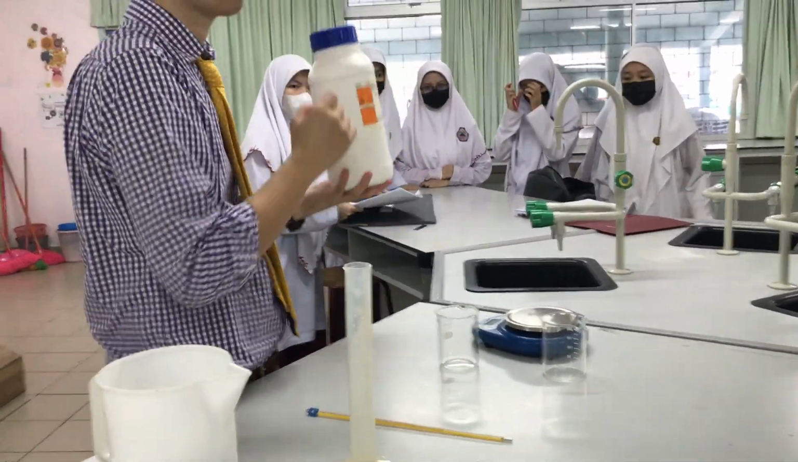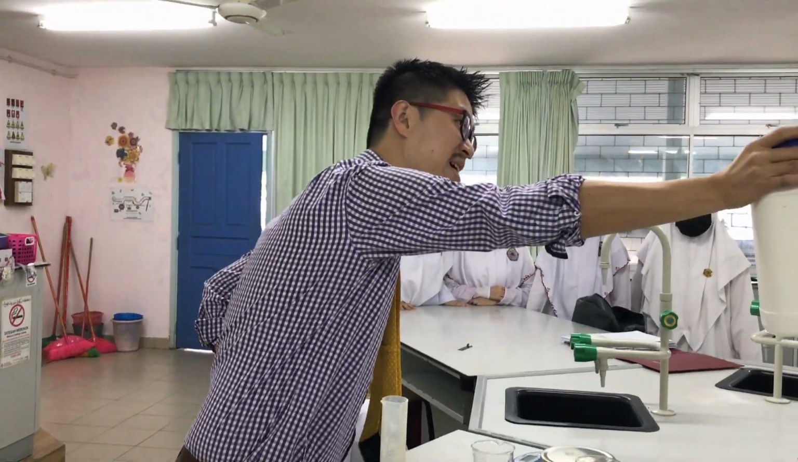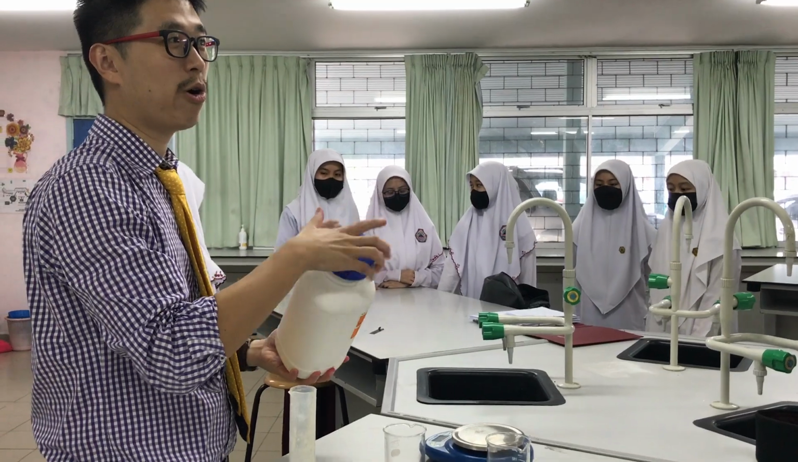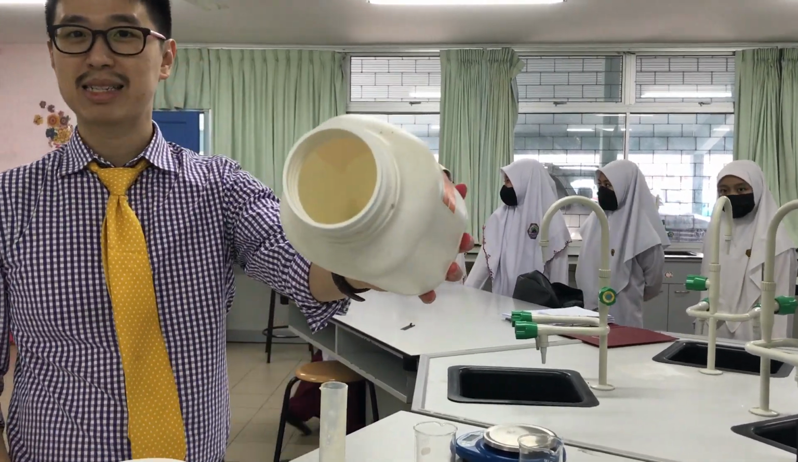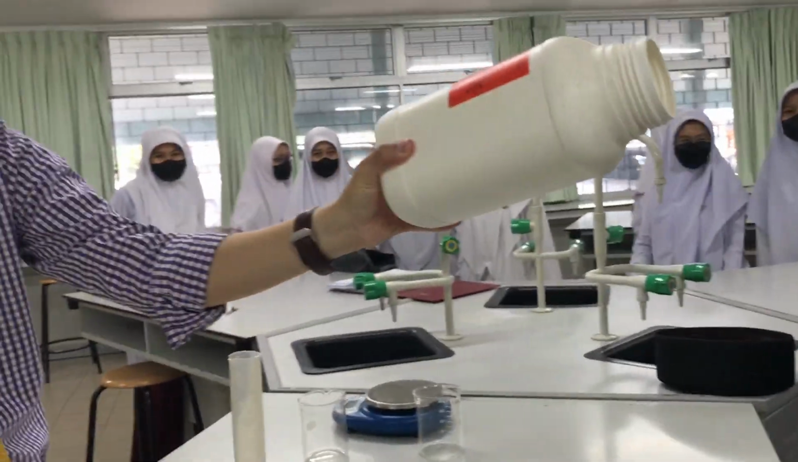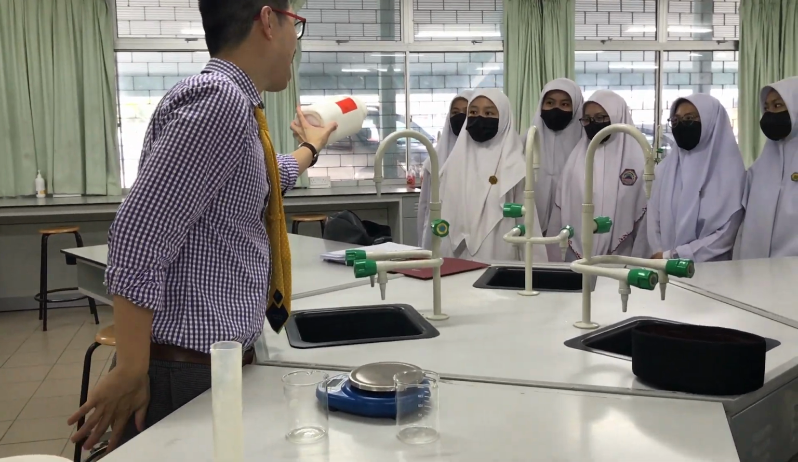Solid, liquid, or gas? Solid, right? Does it say sodium hydroxide there? Sodium hydroxide is Na+ OH-. So it is an ionic compound. Ionic compounds have high melting and boiling points.